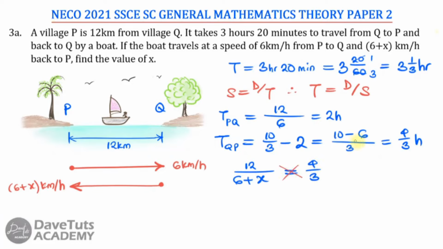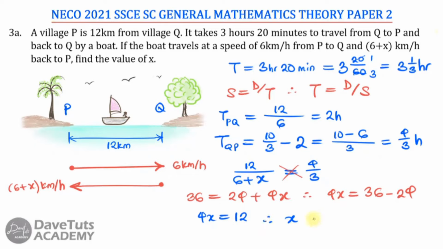So here we can just say we want to cross multiply, and that will give us 12 times 3 is 36. So we have 36 is equal to 4 times 6 is 24, and 4 times x is 4x, such that 4x will be 36 minus 24, and 36 minus 24 is nothing but 12. So 4x is equal to 12, and therefore our x that we are looking for will be 12 over 4, and that is 3.